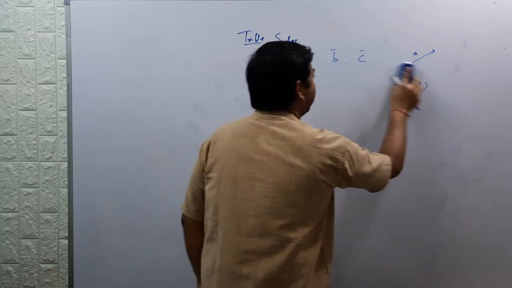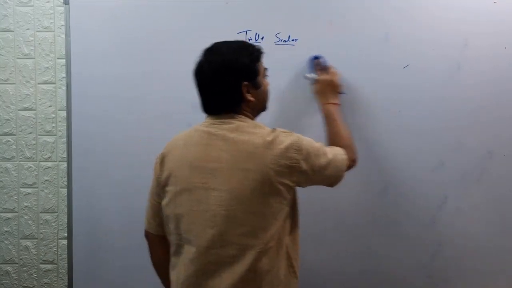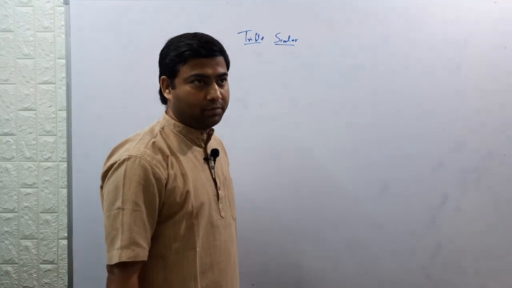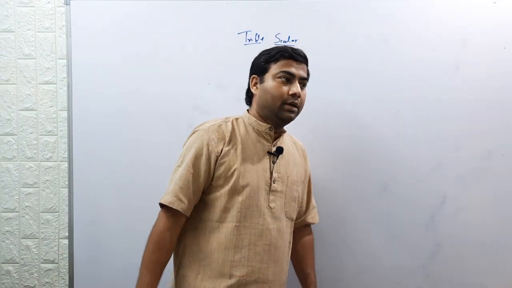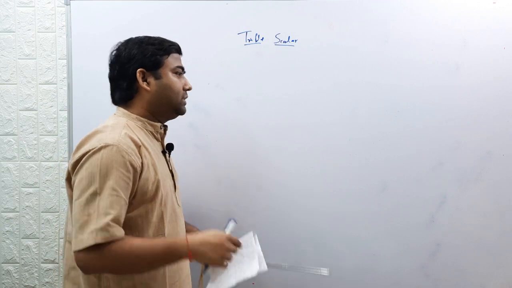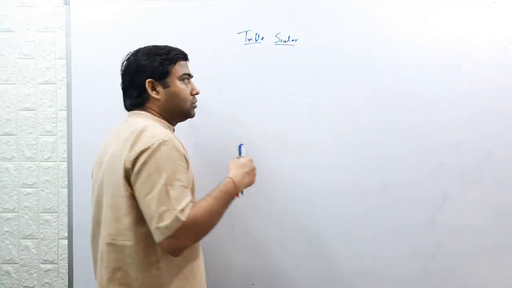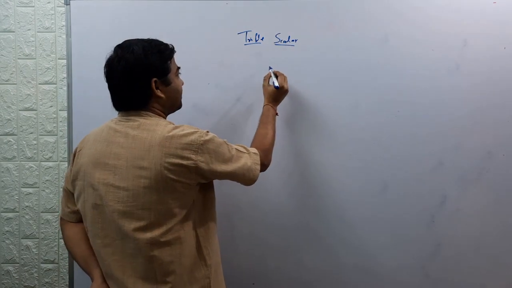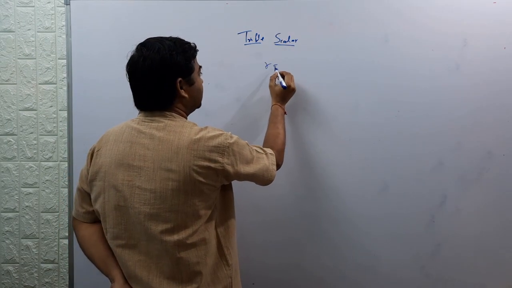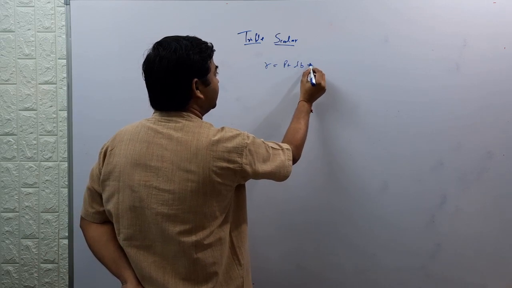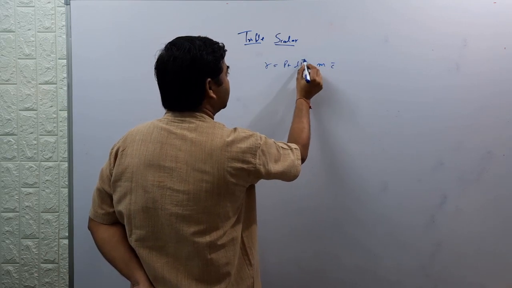This was the parametric form of the equation of the plane. Now another form is the symmetric form. So we have got R is equal to P plus LB plus MC. That is the equation of the plane.